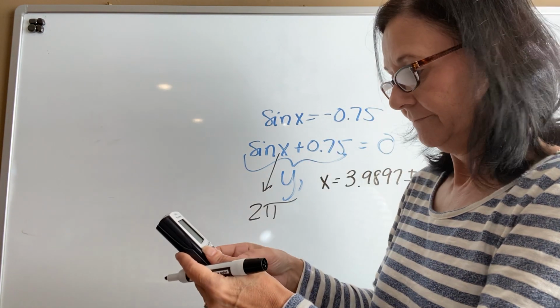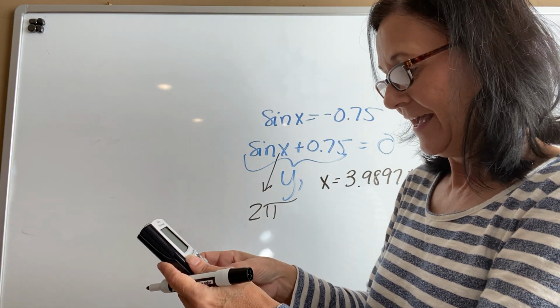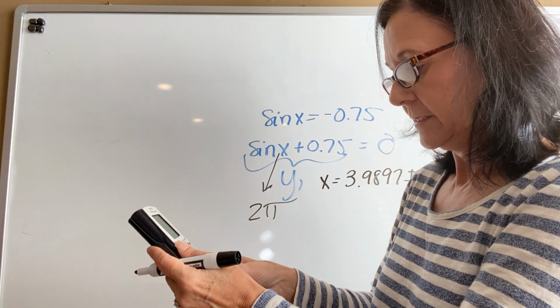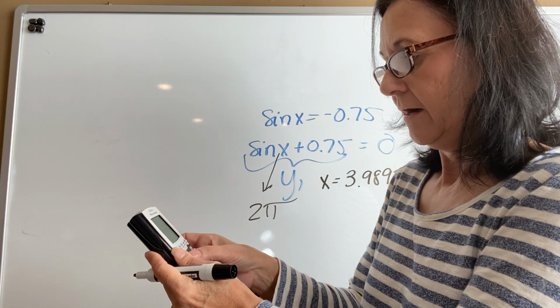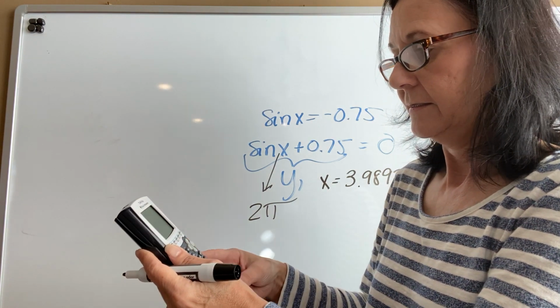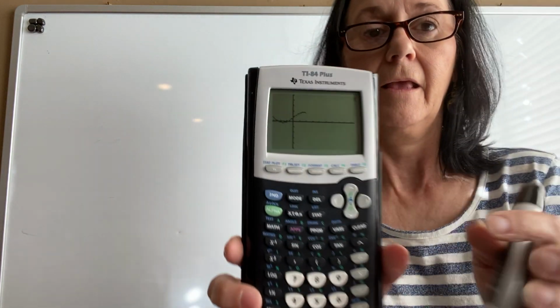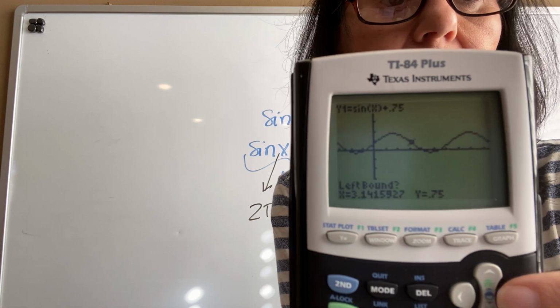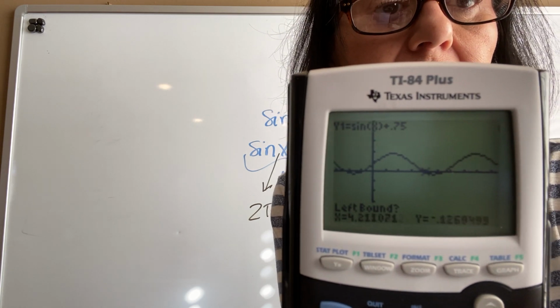Let me put it back in. Sine x plus 0.75. All right. Second, trace 0. Okay, let's see where I had to regraph it, where my marker is. Okay, my marker's still up there. We already did that one.